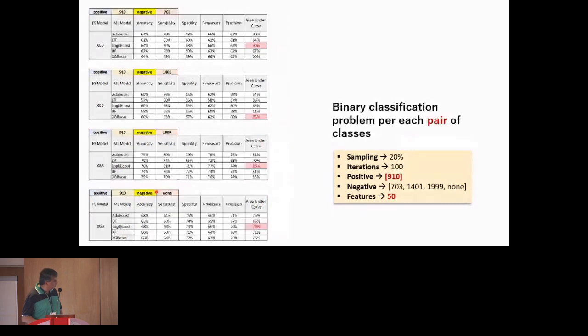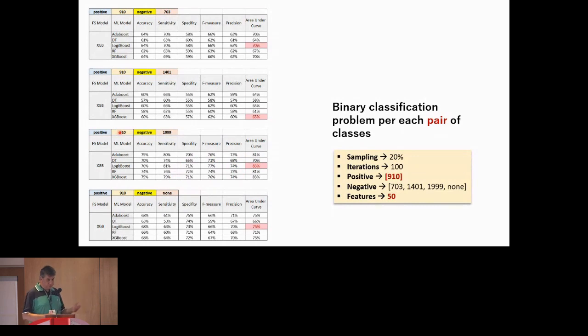This is also another experiment where we consider the positive as 910 and the negative all the other endpoints, like 701 and the rest. And again, we report all of these results. If you look here, we start to see a good result, 83 area under curve, when we consider the positive as the endpoint 910 and the negative 199.